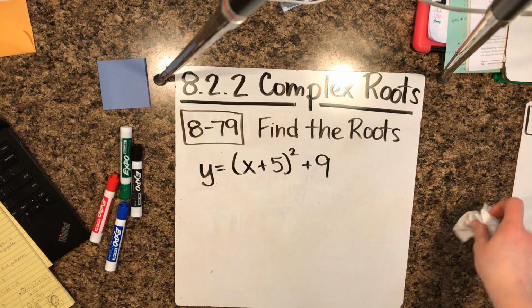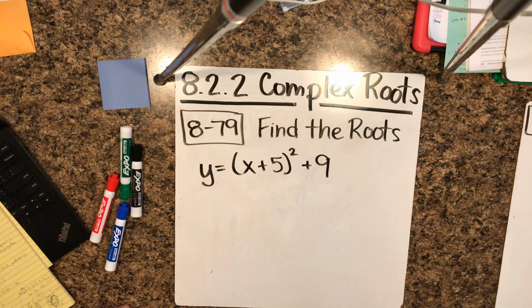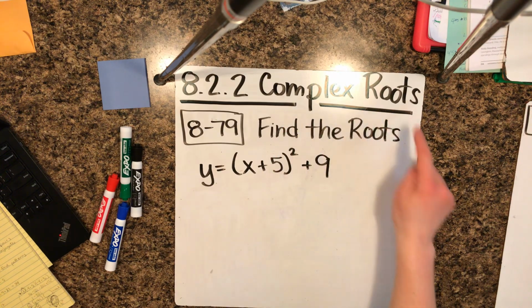Today we're going to talk about lesson 8.2.2, complex roots. Yesterday we talked about imaginary numbers coming from the square root of a negative. We talked about complex numbers, that would be numbers that have a real component and an imaginary component. Today we're going to continue talking about that and talk about complex roots.